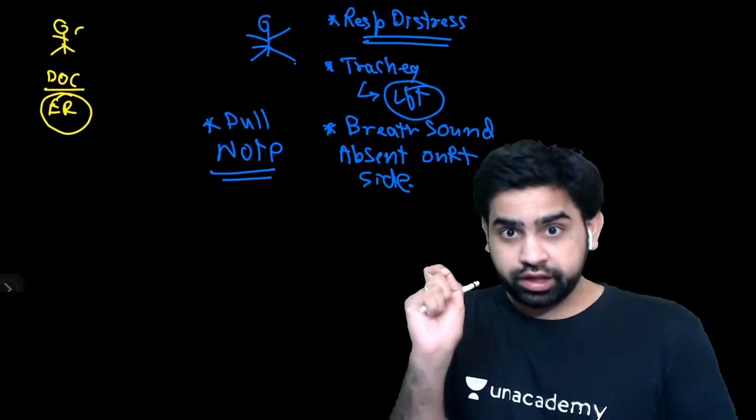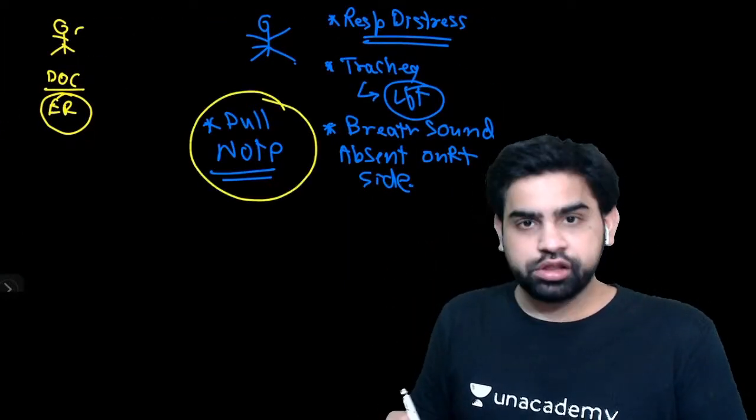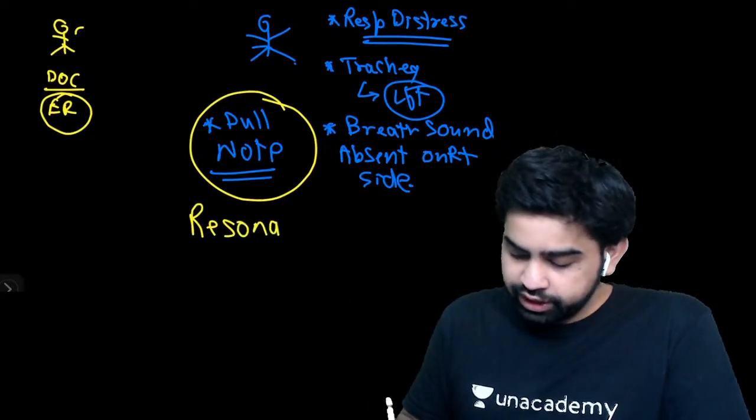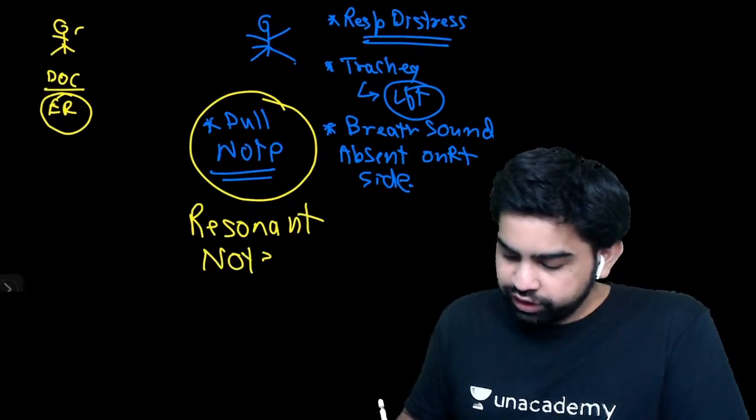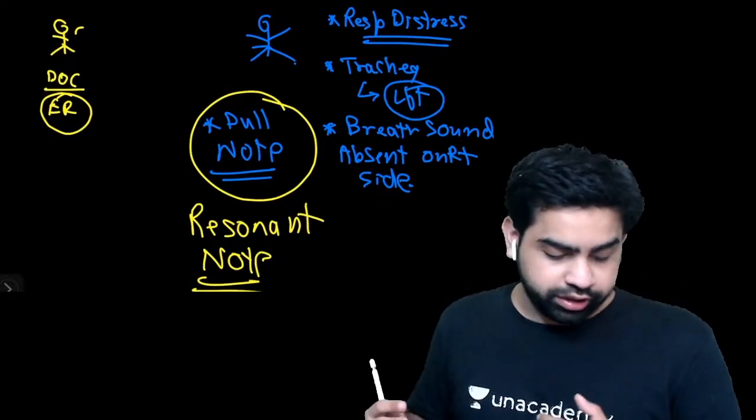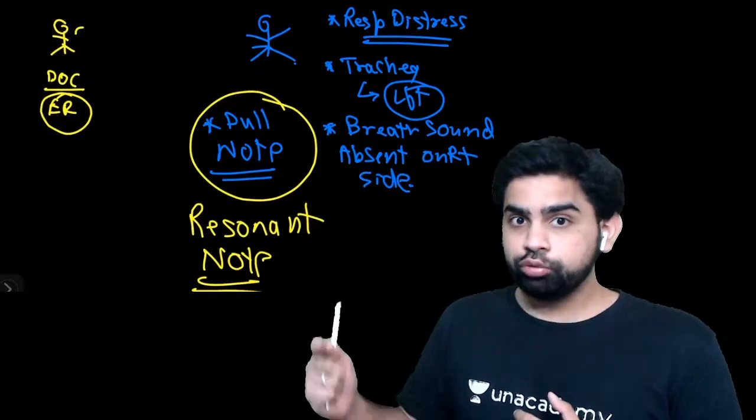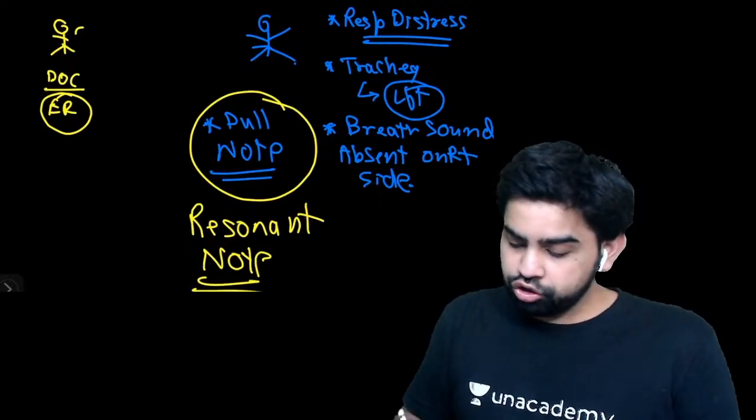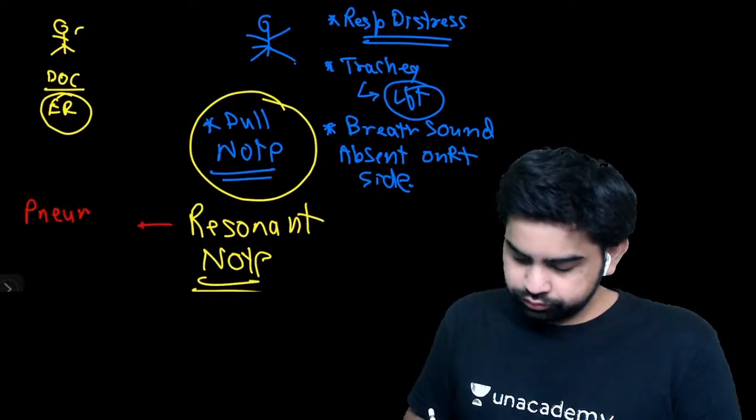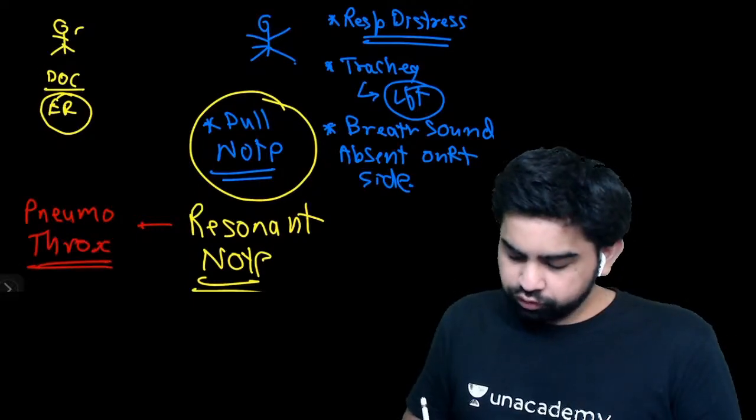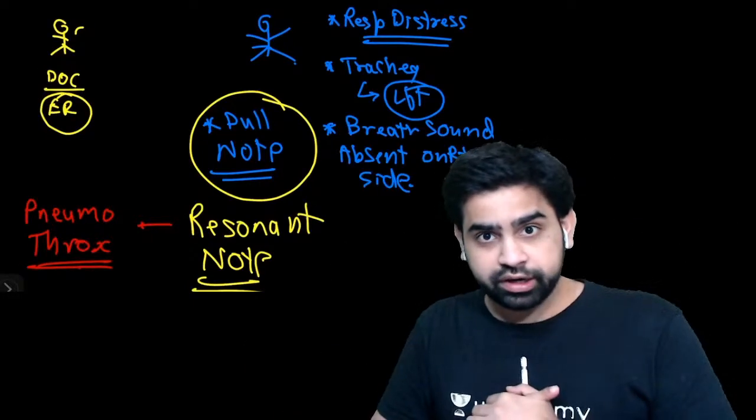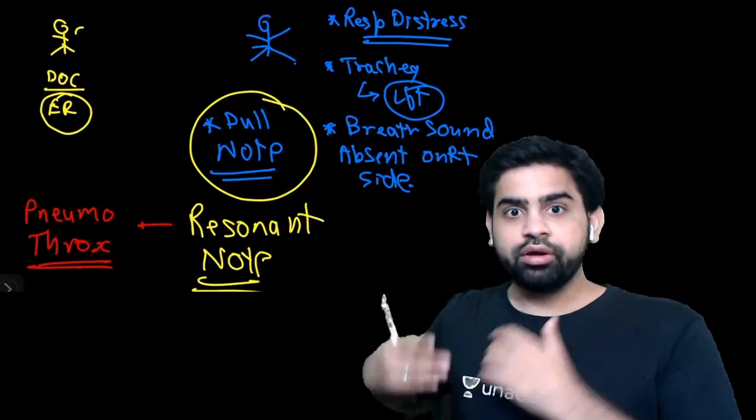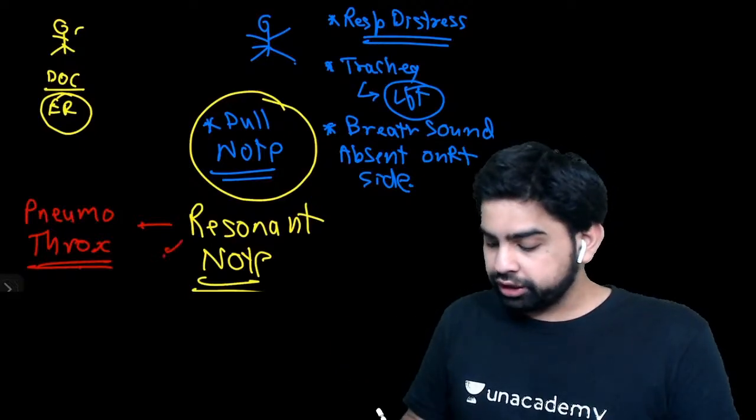Now, understand one point, guys. If I wouldn't have given this dull note, if instead of a dull note it would have contained a resonant note, then what would have been the diagnosis? If it would have been a resonant note, then it would have been a pneumothorax. Everything else would have been exactly the same. The patient would have been in respiratory distress, the trachea would have been on the left side, there would have been no breath sounds on the right side, but instead of the dull note, you would have got a resonant note. Do you get this point, guys?